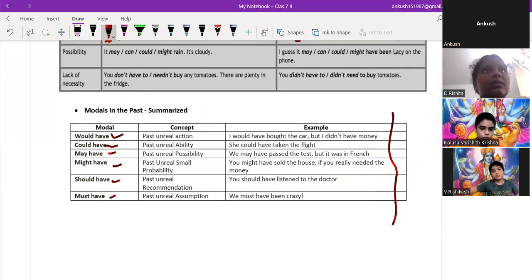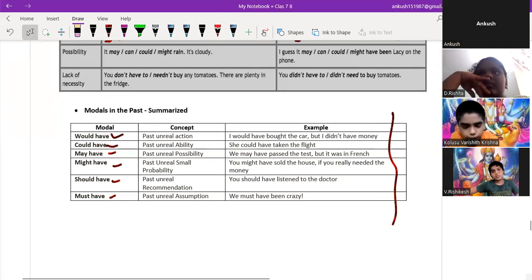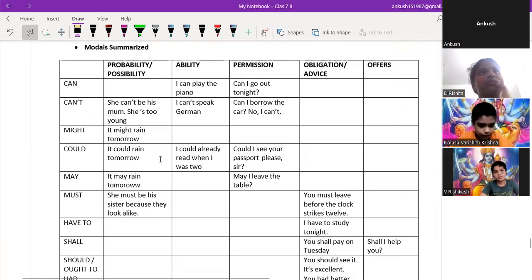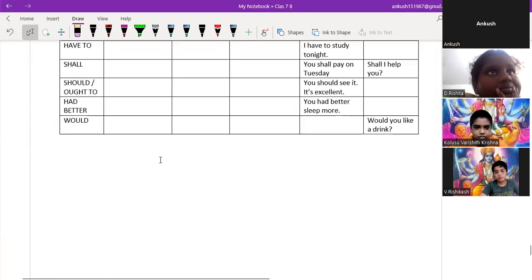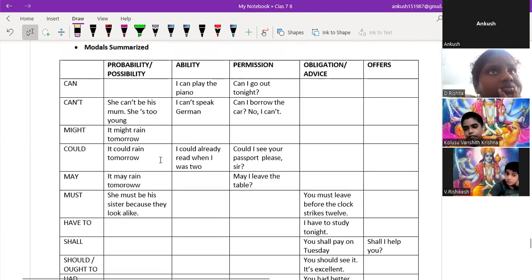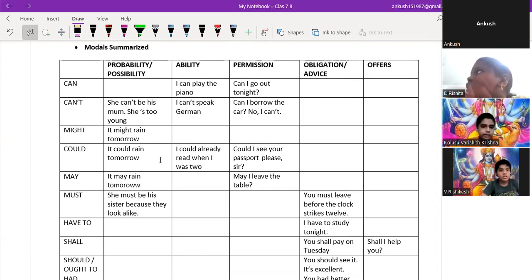These examples are given. You may take a screenshot of this. Otherwise, I will be posting these after this class in the Wise app, and even the recording of this class would be available. Sir, will you post the material in WhatsApp? Yes, I'll post there. This is the summary. Sir, post this material in WhatsApp also, and while you are posting the recording in Google Classroom, attach this also.